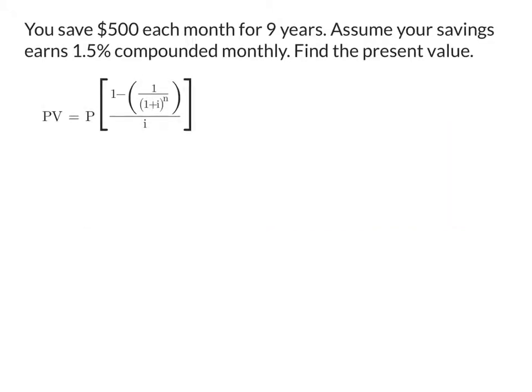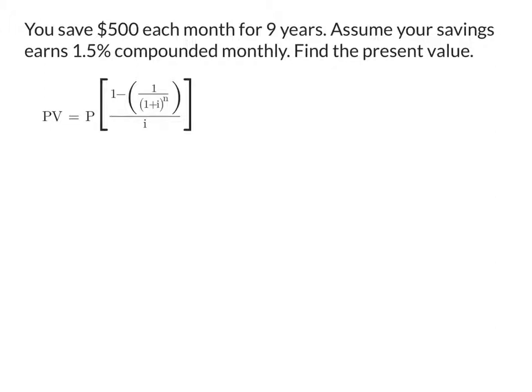You save $500 each month for 9 years. Assume your savings earns 1.5% compounded monthly. Find the present value. In order to solve this problem, we're going to use the present value of an annuity formula. This formula is on the screen, and it looks a little complicated, but we'll just take it step by step. The first step is to identify the values for P, which is the amount of each annuity payment, I, which is the interest rate per compounding period, and N, which is the total number of compounding periods.